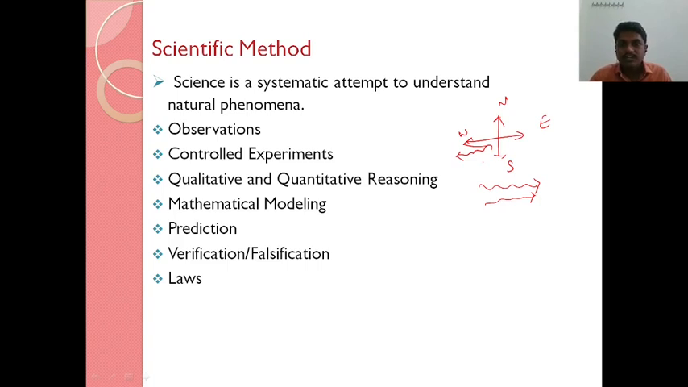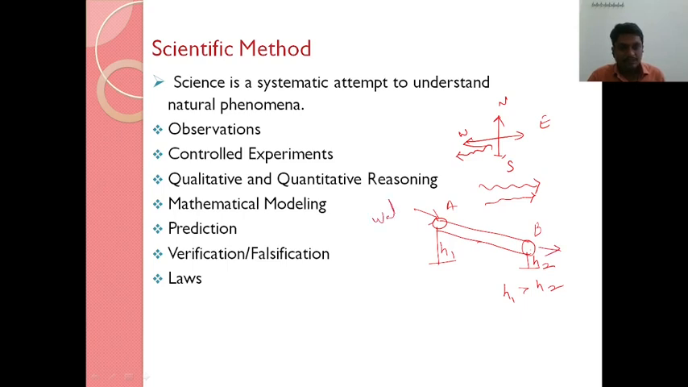Based on these observations, we do experiments. We take a test tube, or any tube or pipe, in the laboratory and do a controlled experiment. We put some water in it, with one end at a greater height and the other at a lower height. H1 is greater than H2. End A is at a higher altitude and end B is at a lower height. When you put some water at A, it definitely comes out from the second end B.